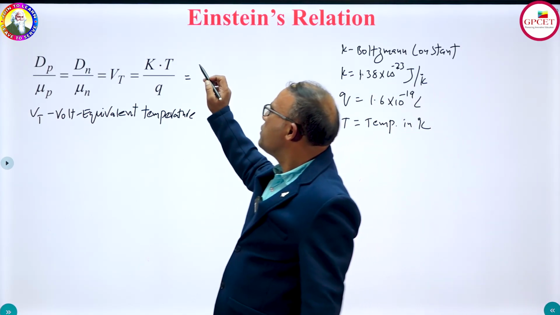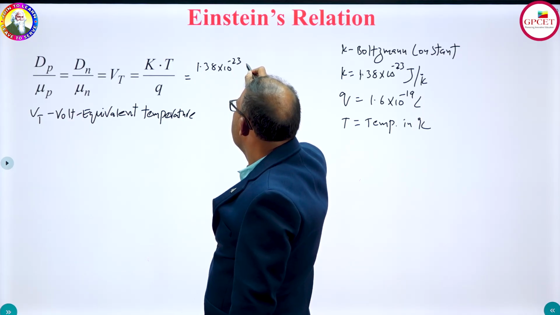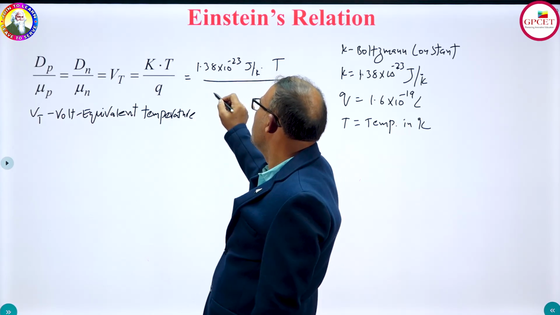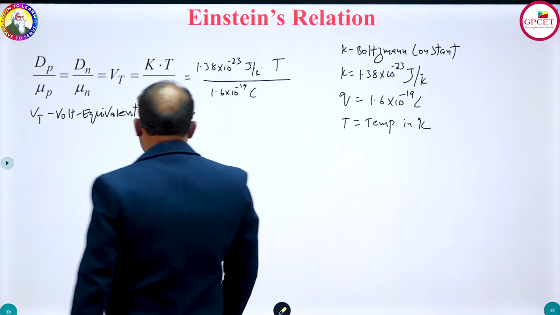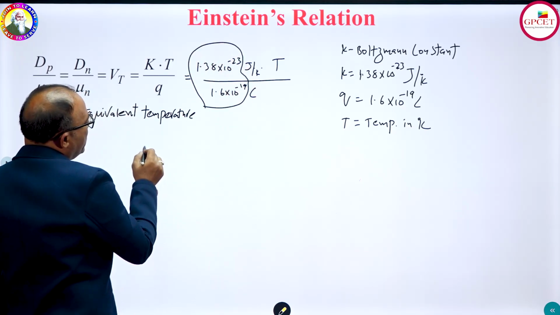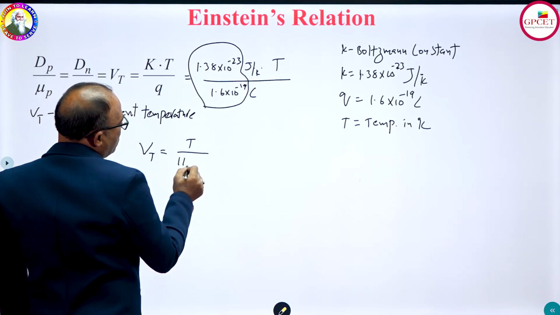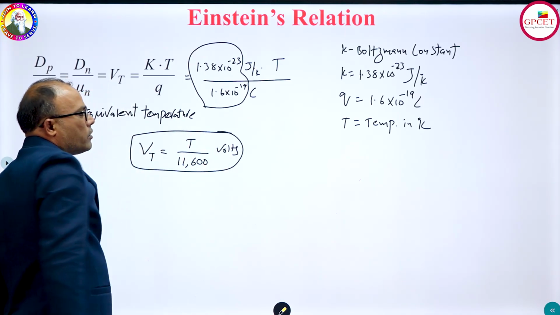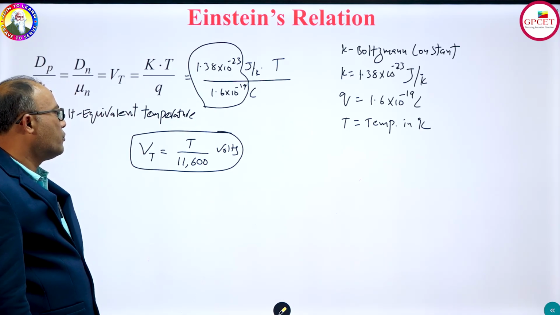So Vt is equal to, you can substitute the Boltzmann constant 1.38 into 10 power minus 23 joules per degree Kelvin into capital T, the temperature, divided by 1.6 into 10 power minus 19 coulombs. If you do this calculation, the value becomes Vt is equal to capital T divided by 11,600 volts. This is a very, very important formula. You can remember it for competitive exams, where Vt is equal to T by 11,600 volts.